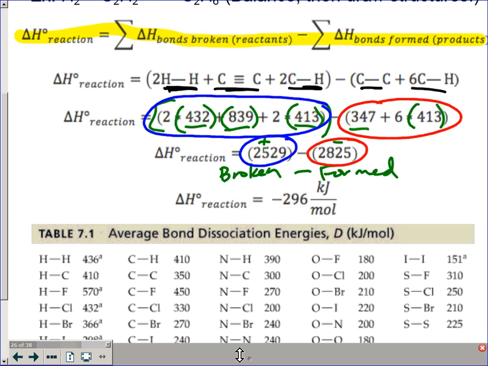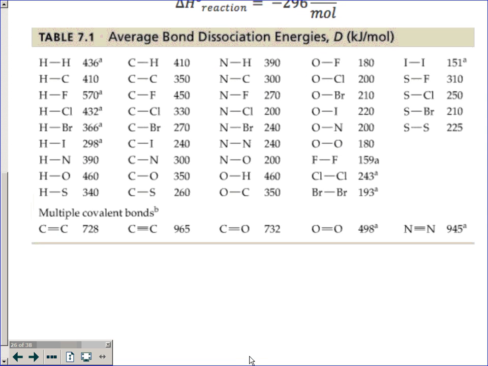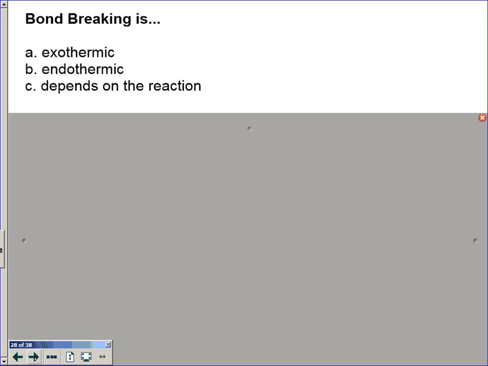All right, one more for you. Oh, let me show you this first. This is what your data table looks like in your textbook. You see? They're all what, Darcy? They're all positive because every single one of those comes with the karate chop, so breaking that bond into 2 pieces. All right, so, answer these for me before we go.